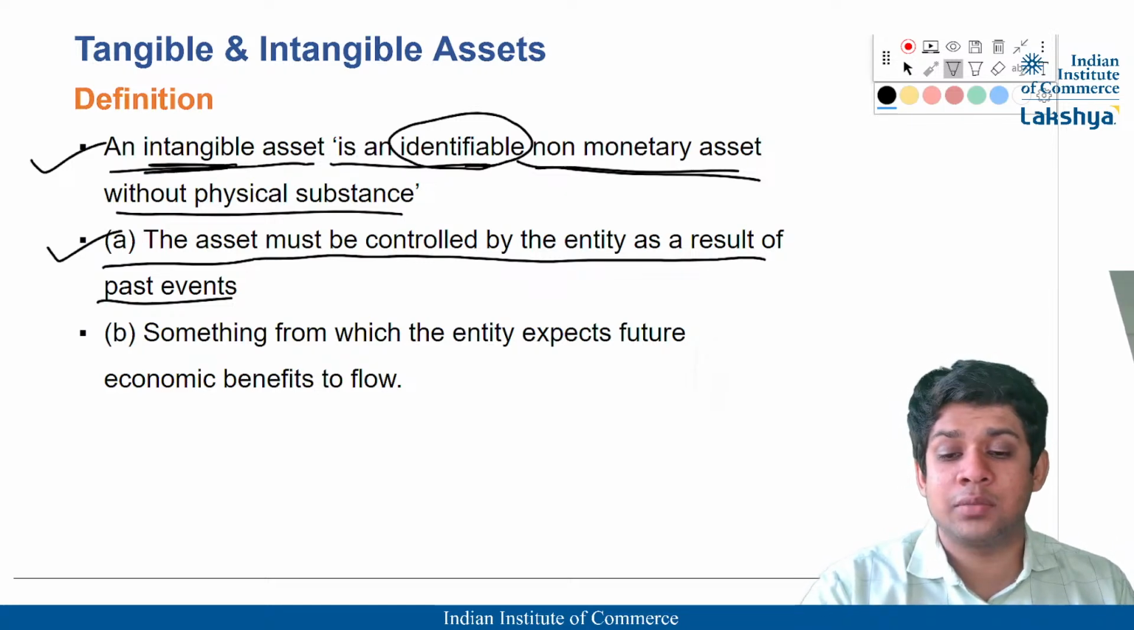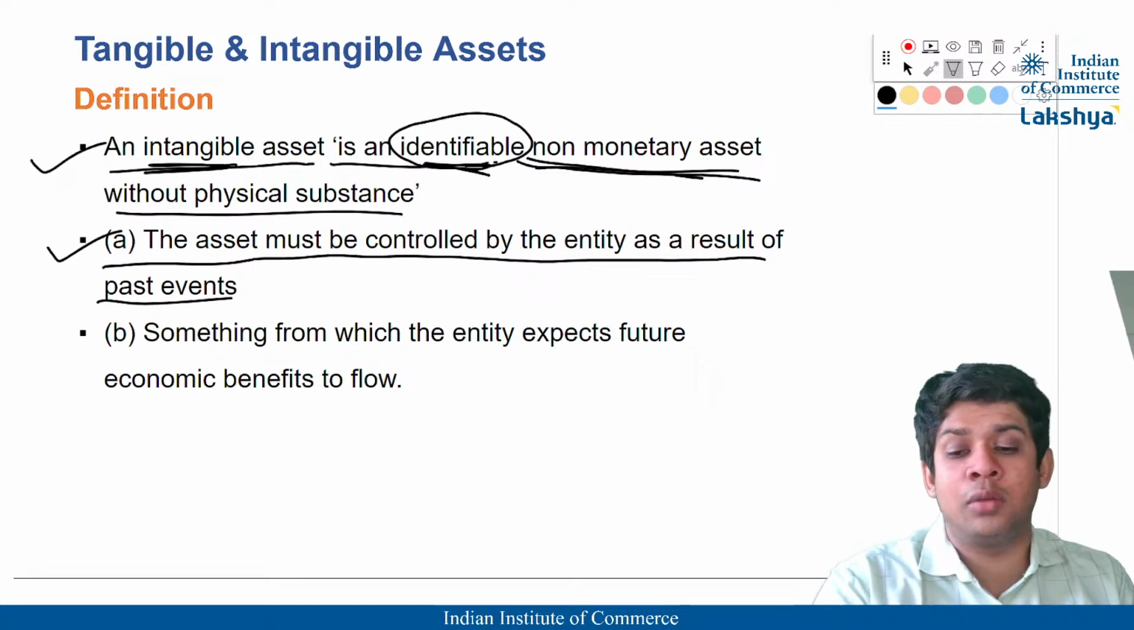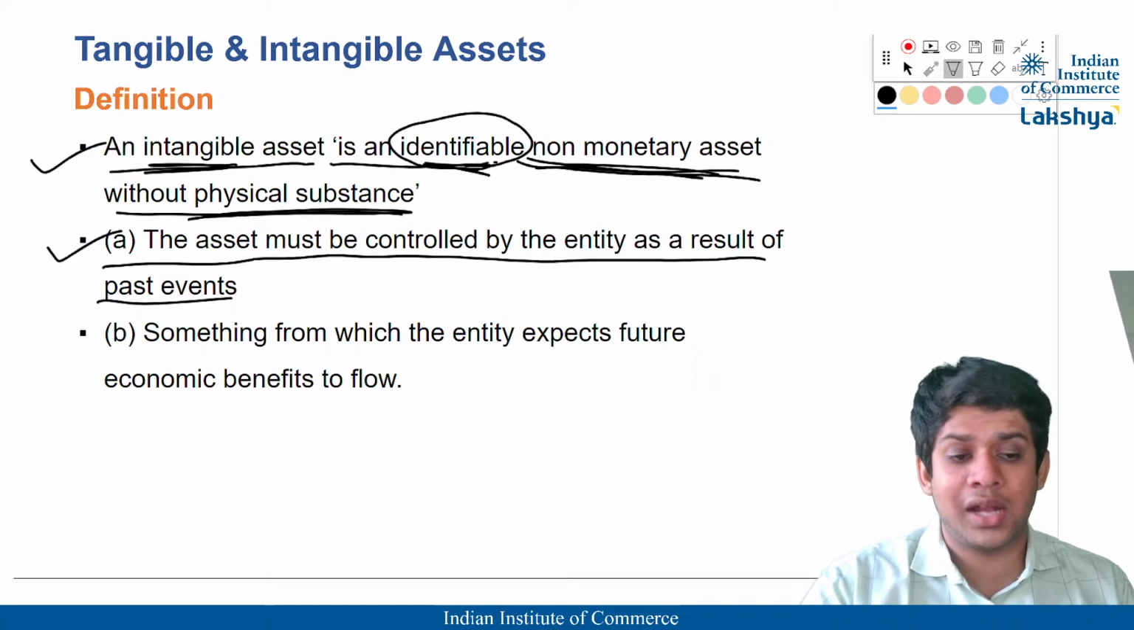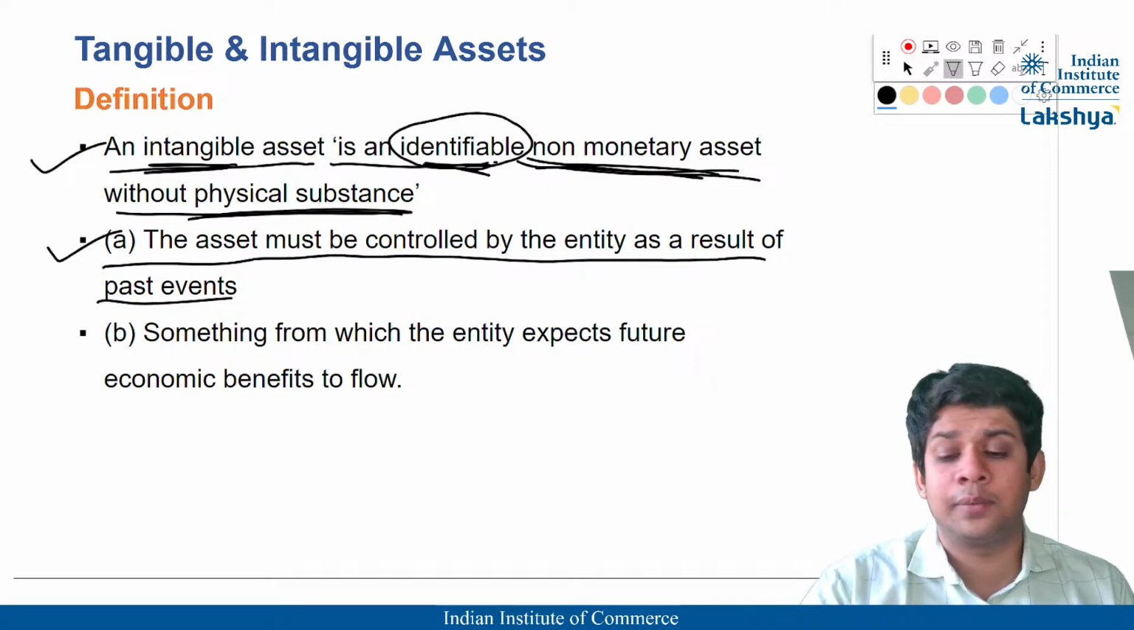So regarding intangible, it should be identifiable and non-monetary in nature without any physical substance, right? Obviously, it should not have a physical substance, then and only then it can be classified as an intangible asset. Otherwise, it is a tangible non-current asset, correct?